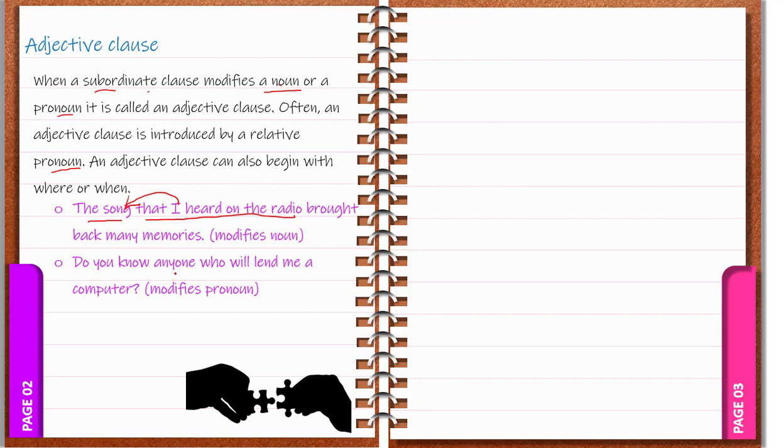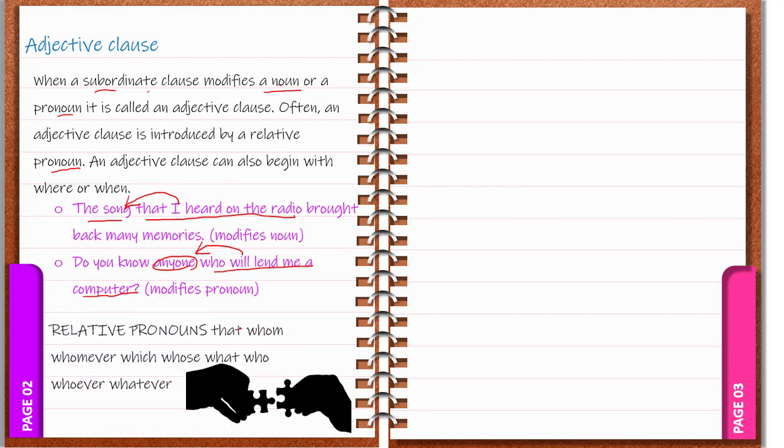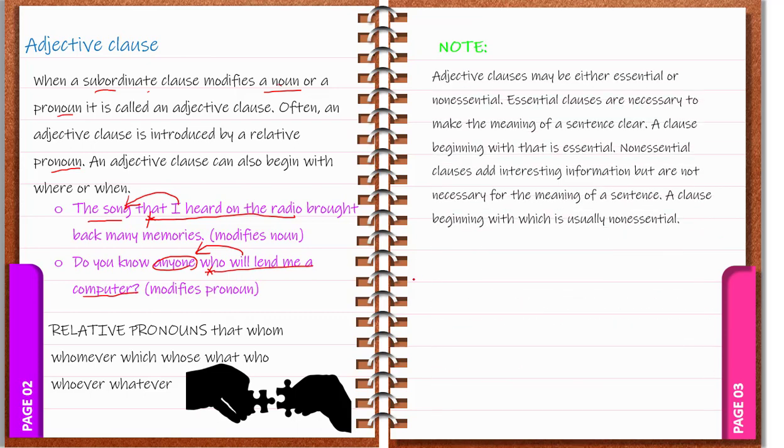In our other example, do you know anyone who will lend me a computer? We have our pronoun anyone. The words who will lend me a computer is our adjective clause modifying anyone. For your reference, our relative pronouns are listed here. Now the clue here is that whenever you see a relative pronoun, that is going to be the beginning of your adjective clause. On the side, we have a note about the essential and the non-essential adjective clauses.